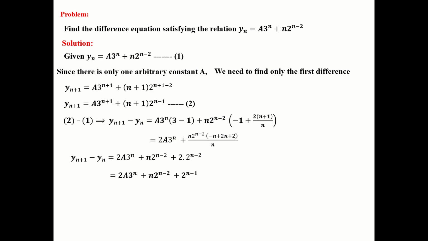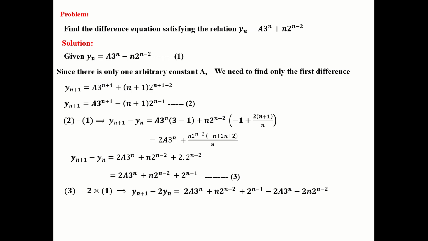So 2 power 1 into 2 power n minus 2, grouping that one, minus 2 plus 1, you will get minus 1. That is equation number 3. So 3 minus 2 into 1, right? So 3, yn plus 1, right? Left hand side we are taking yn plus 1, 2 into first equation, minus 2 into yn, right? That is left hand side.